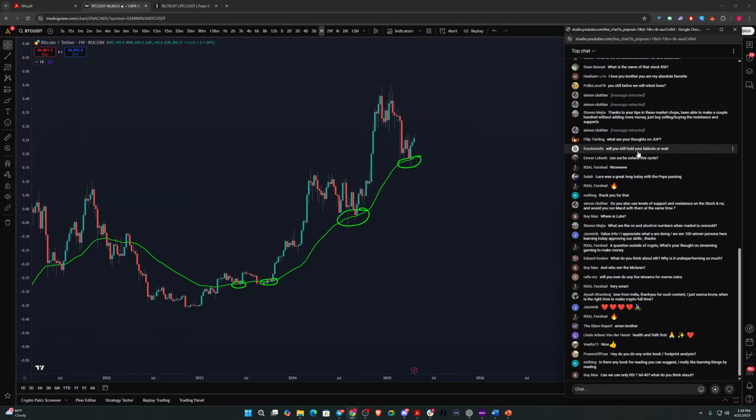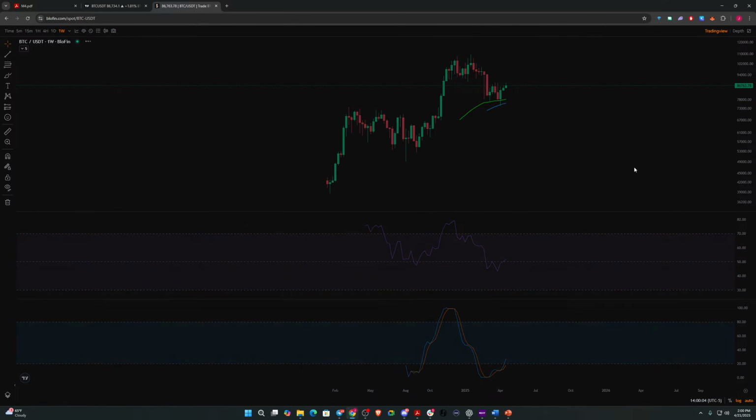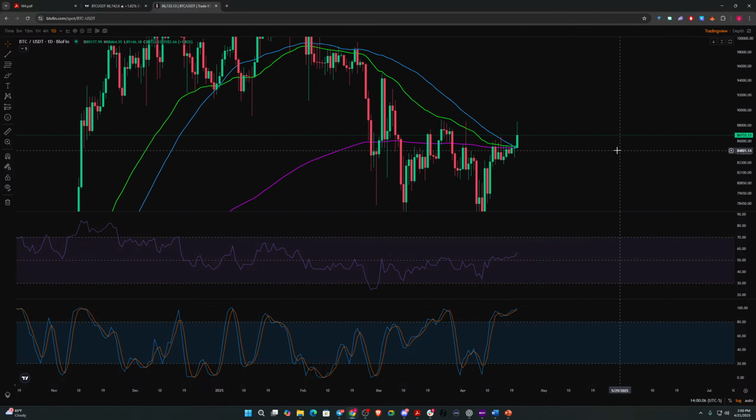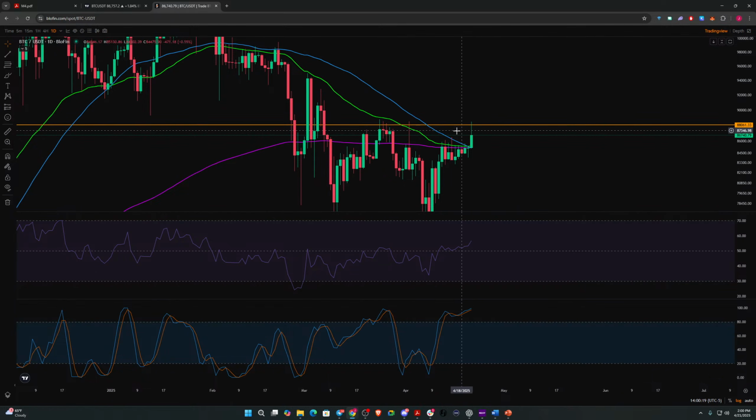Fox9Tel says, will you still hold your Bitcoin or wait? You know, at this point, it is still above all these EMAs, but just keep in mind that at the same time, it's reached resistance near this 88K level. And so if it can't break above this, well, it may have a further move to the downside.